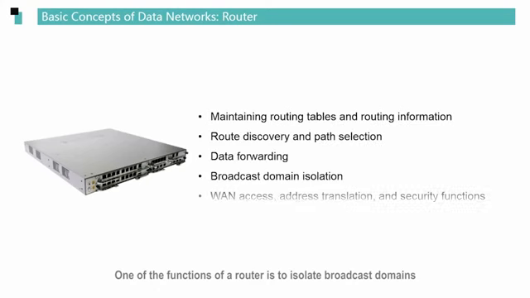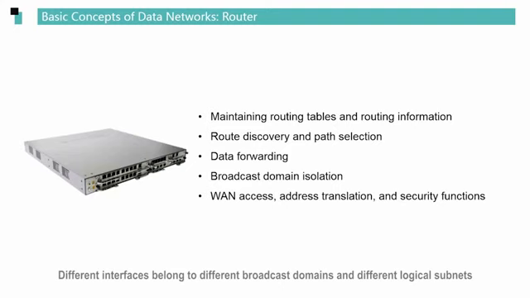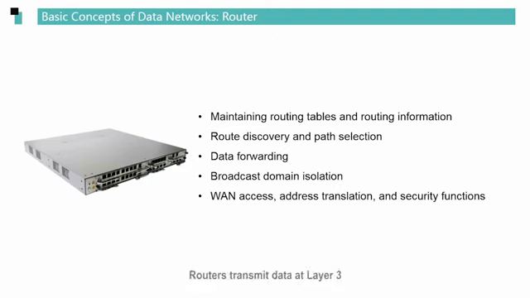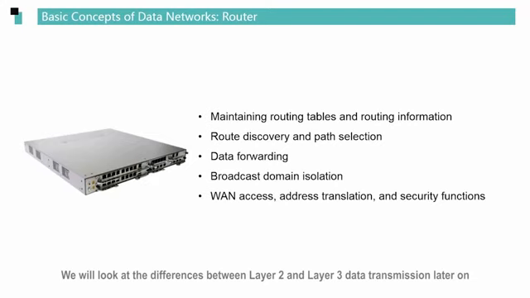One of the functions of a router is to isolate broadcast domains. Each interface of a router corresponds to a broadcast domain. Different interfaces belong to different broadcast domains and different logical subnets. If you attempt to configure IP addresses on the same network segment for different interfaces of the router, an error occurs. Routers transmit data at layer 3. We will look at the differences between layer 2 and layer 3 data transmission later on. Routers also support routing protocols and maintain routing tables.